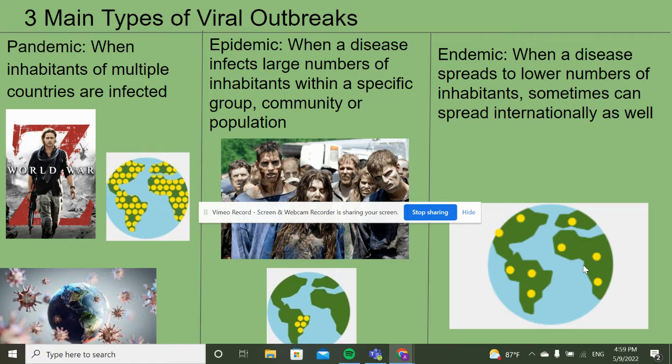So remember, the dots resemble the virus cases. The farther apart they are, the less severe it is. Obviously they're contagious, but not many people are getting infected as compared to these, because these are the numbers where they increase, where they skyrocket.